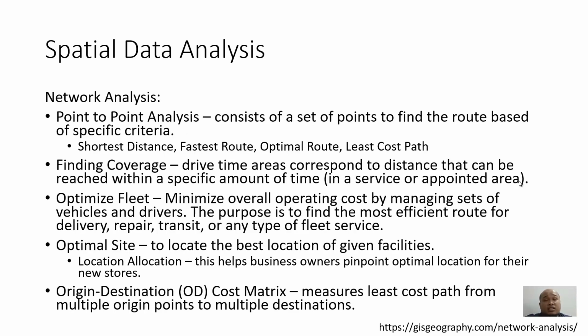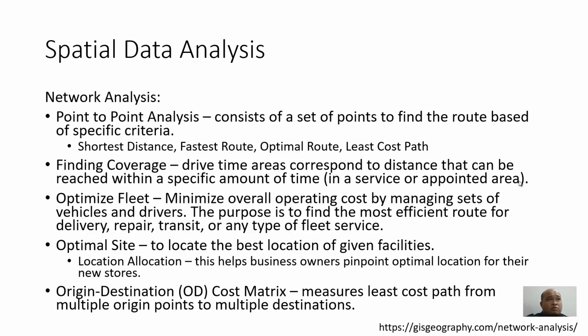Next is the network analysis. There are several types of network analysis. Point-to-point analysis is the most basic. It consists of a set of points to find the route based on specific criteria. Some common analyses using point-to-point analysis are the shortest distance, fastest route, optimal route, and least cost path. So shortest distance is based on the distance itself, between 1 kilometer and 0.8 kilometers. So it will prefer the 0.8 kilometers.